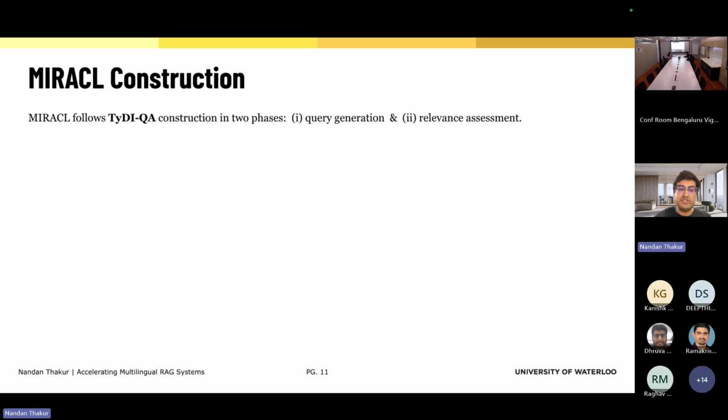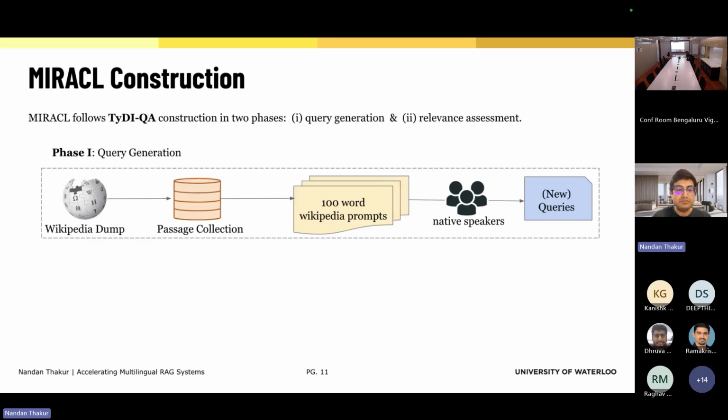So how MIRACL was constructed was we went through the literature itself and tried to follow what was already done previously in literature. Our construction was very similar to how TyDi QA was constructed, in two phases. The first phase involved query generation, and the second one was relevance assessment.